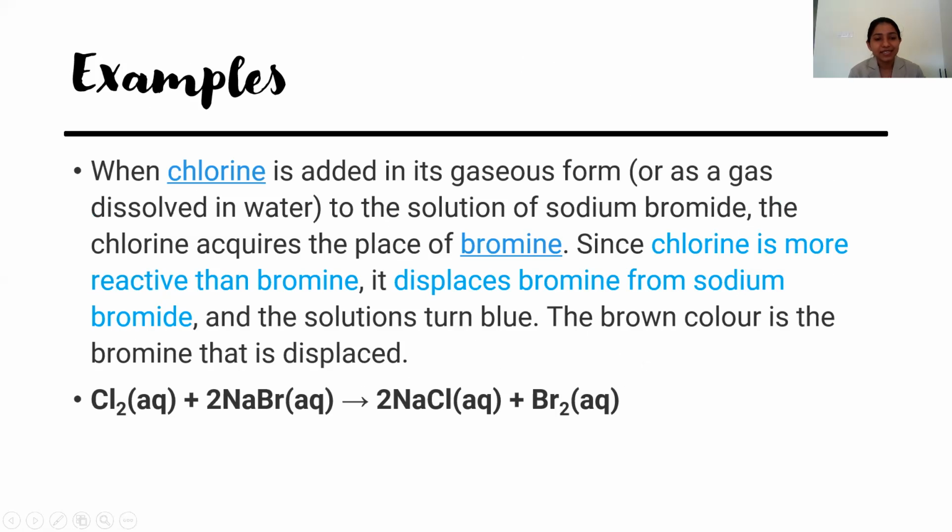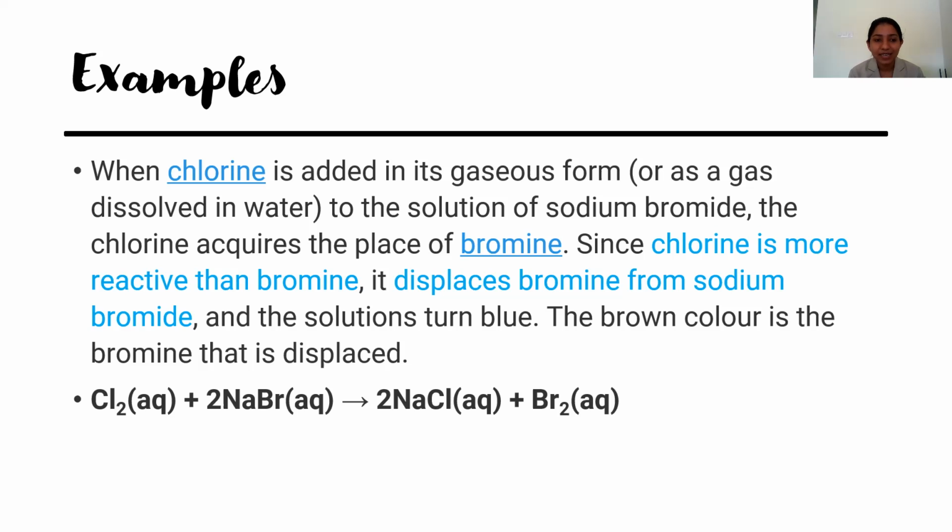The first example is when chlorine is added in its gaseous form, or as a gas dissolved in water, to a solution of sodium bromide, the chlorine takes the place of bromine. Since chlorine is more reactive than bromine, it displaces bromine from sodium bromide and the solution turns brown. The brown color is the bromine that is displaced.